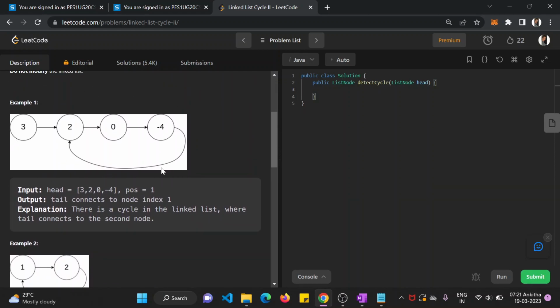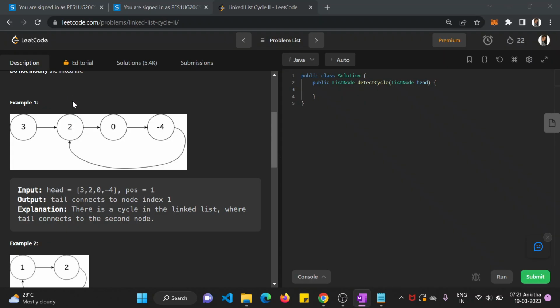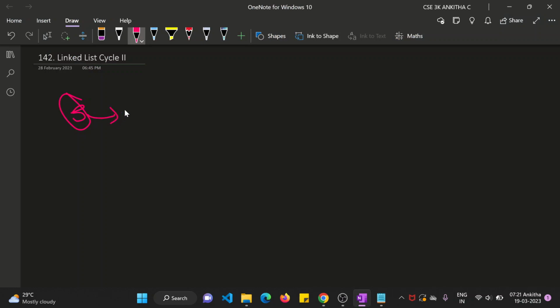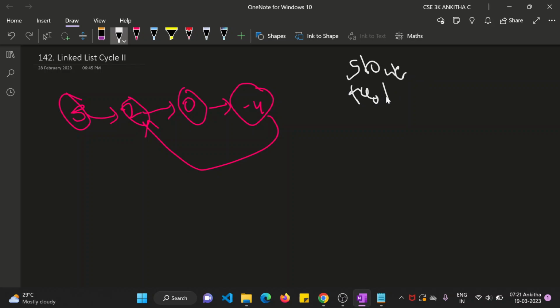So if we take this example only: 3, 2, 0, -4, and that cycles back to 2. So at first we have to take two pointers. That is, one is slower and the other is faster. Both are pointing to head.